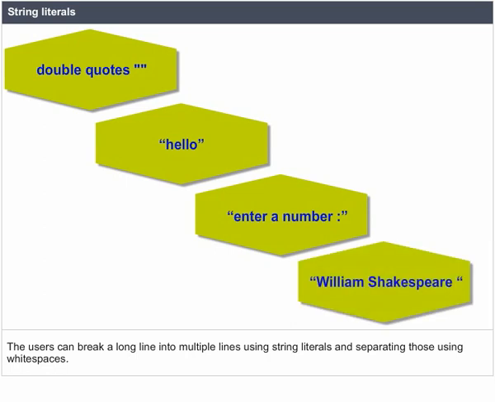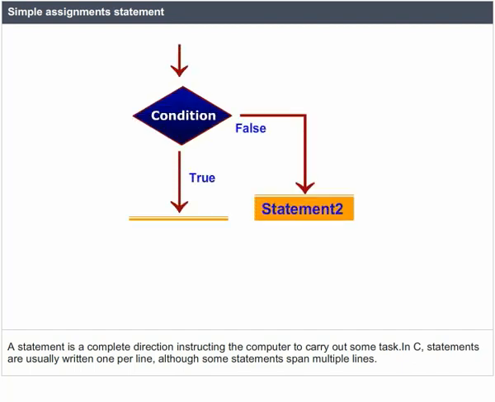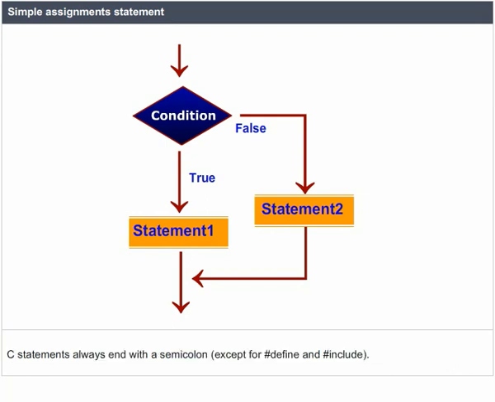Simple assignment statements. A statement is a complete direction instructing the computer to carry out some task. In C, statements are usually written one per line, although some statements span multiple lines. C statements always end with a semicolon, except for #define and #include.